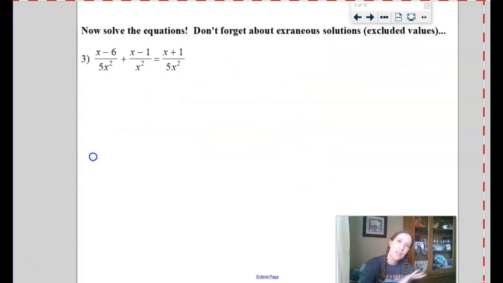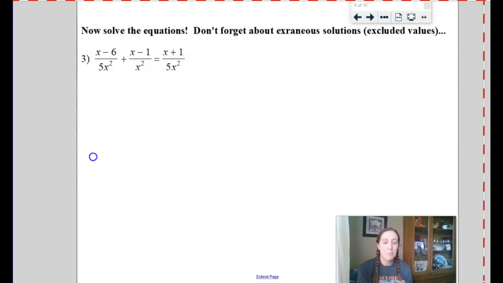Speaking of which, finally we're going to get to the point where we get to solve the equation. So one thing to point out that's different from the previous weeks, these are algebraic equations, which means we're going to be solving them. So all the rules of equations apply. You can do anything you want to the equation as long as you do it to every single term on both sides of the equation.